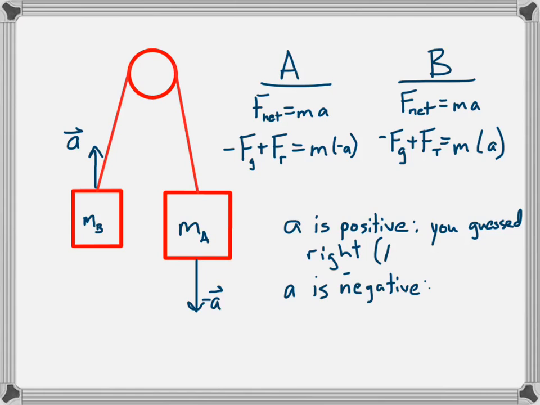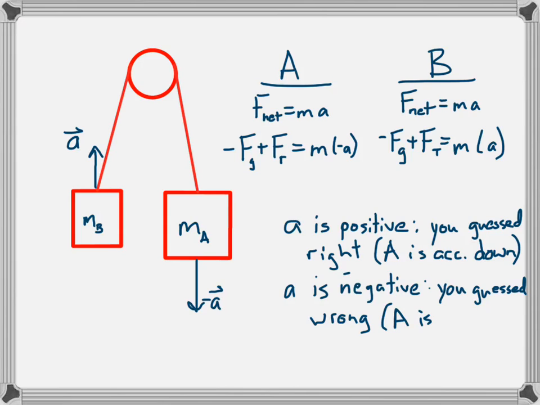Which means that A is accelerating down. Now if a happens to be negative when you solve this system of equations, then you guessed wrong, and all that means is that A is accelerating up.